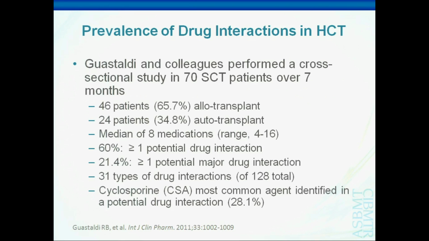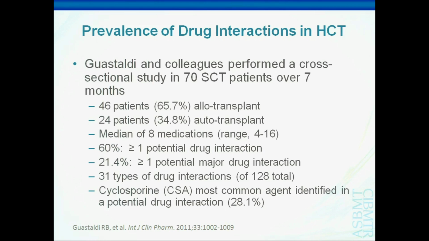There was an interesting study performed by Gastaldi and colleagues out of Brazil that looked at the prevalence of drug interactions in transplant. It was a cross-sectional study in about 70 patients undergoing transplant over a 7-month period of time. About 66% of these patients received an allotransplant, 35% an autotransplant. The results were such that there was a median of 8 medications per patient.